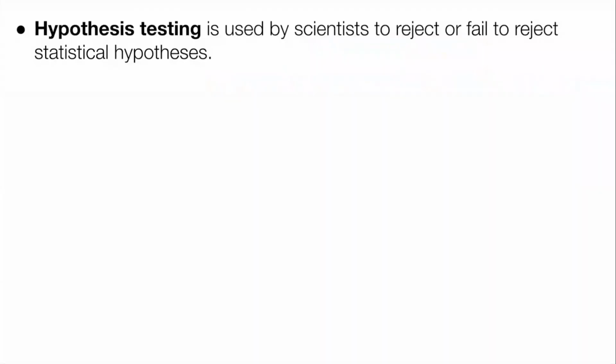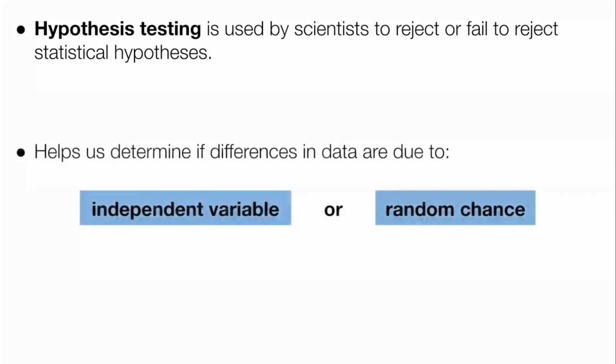The first step is to define hypothesis testing, and hypothesis testing is used by scientists to reject or fail to reject a statistical hypothesis. And this helps us determine if the data that we collect are due to the independent variable or simply due to random chance.